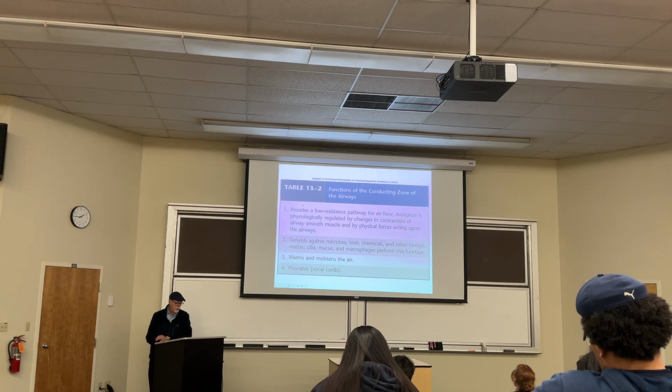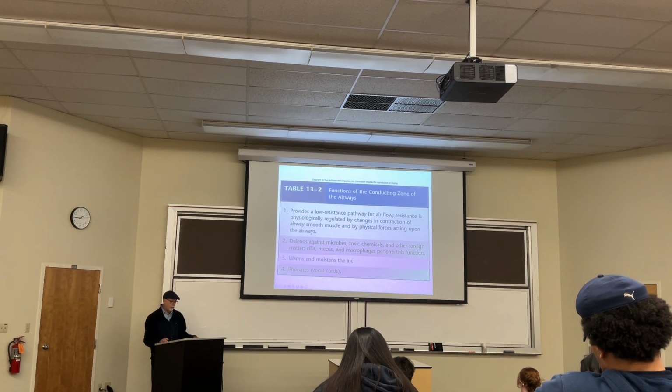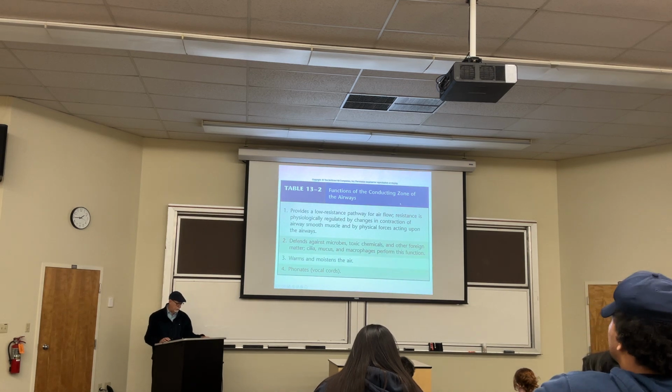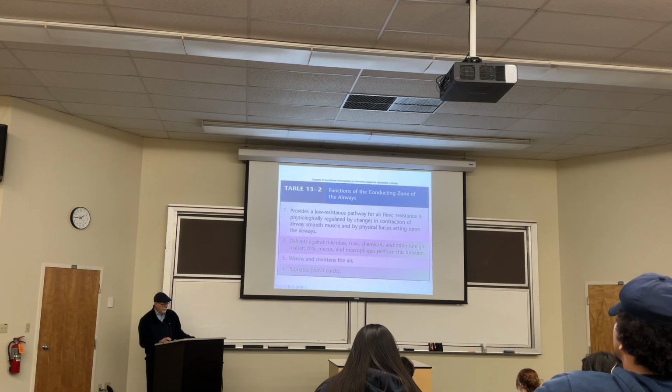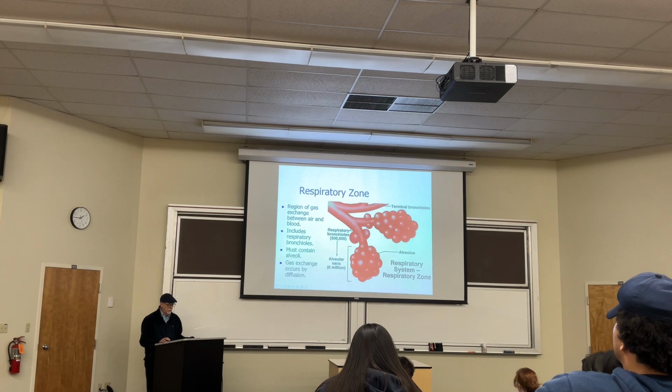The conducting zone needs to be a low resistance pathway. It defends us against microbes and chemicals and other things, with cilia and mucus and macrophages. It warms and moistens the air and helps with speaking through the vocal cords.